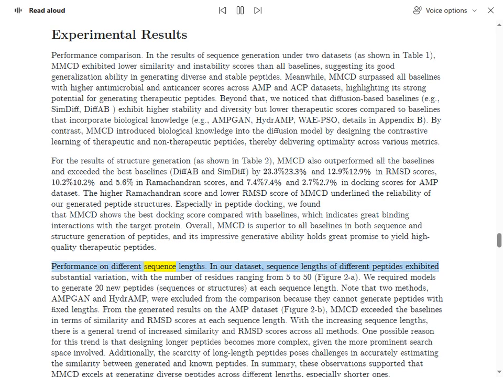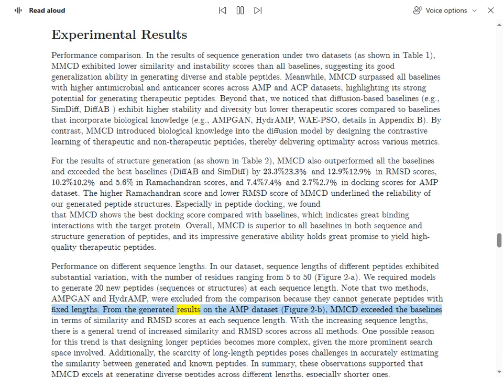Performance on different sequence lengths. In our dataset, sequence lengths of different peptides exhibited substantial variation, with the number of residues ranging from 5 to 50, Figure 2a. We required models to generate 20 new peptides, sequences, or structures at each sequence length. Note that two methods, AMPGAN and HYDRAMP, were excluded from the comparison because they cannot generate peptides with fixed lengths.